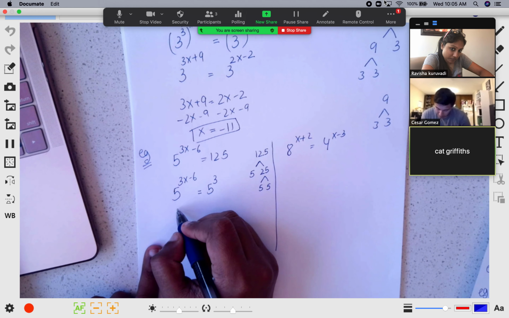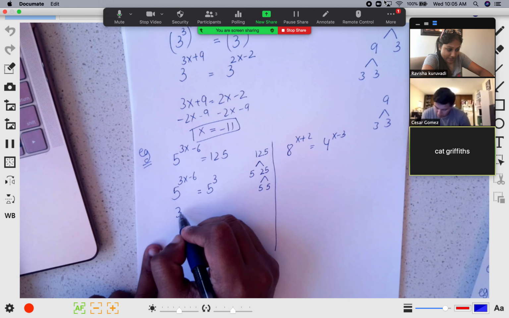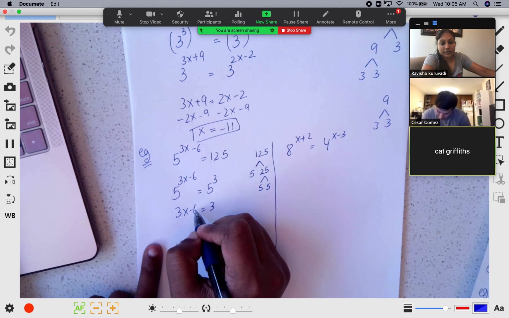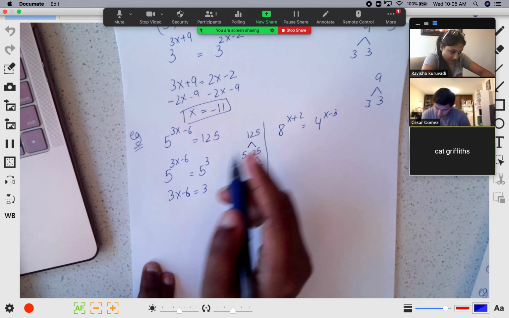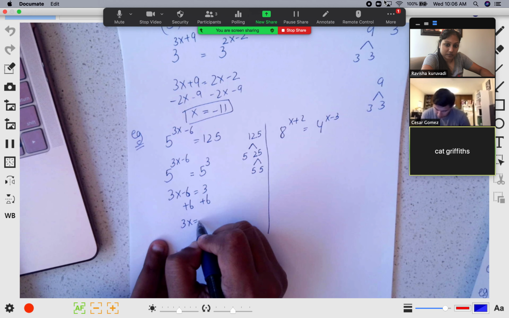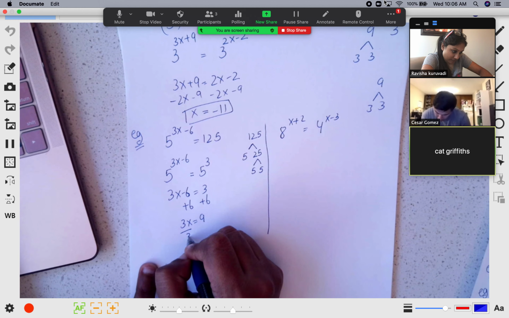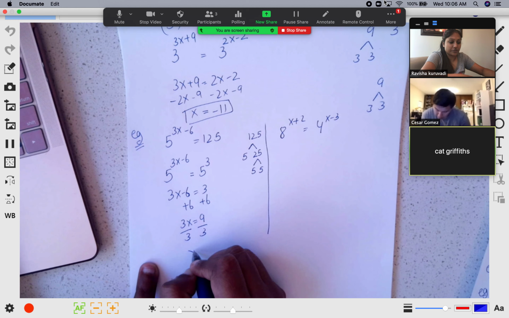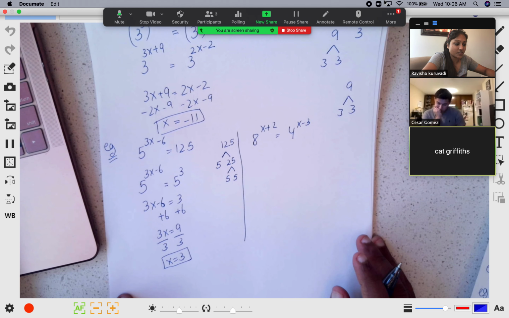You would just keep the bases the same and bring down 3x minus 6 equals 3. Perfect. Yes. And then you would solve for x, so you would add 6 on each side, which would equal 3x equals 9, and then you divide by 3 on both sides. x equals 3. Perfect. Really good, Kat. Caesar, did you get the second one?